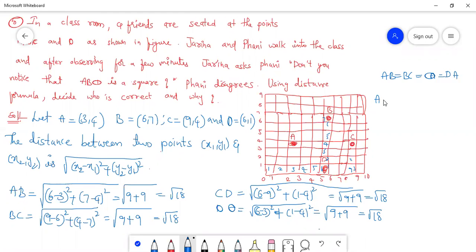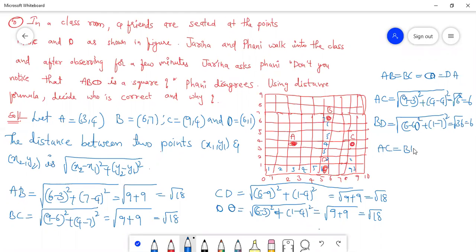Next we can find out AC, the diagonal of the square. AC is equal to under root of (9 minus 3) whole square plus (4 minus 4) whole square, equal to root of 6 square, which is equal to 6. And also find out BD. BD is equal to under root of (6 minus 6) whole square plus (1 minus 7) whole square, equal to root 36, equal to 6 only. Minus 6 whole square is plus 36. So here AC equals BD.